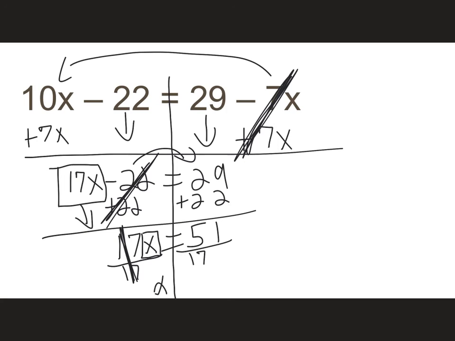So my x is going to equal 51 divided by 17, which is 3. So there is your final answer. X equals 3.